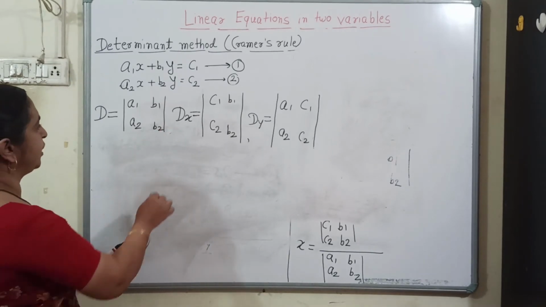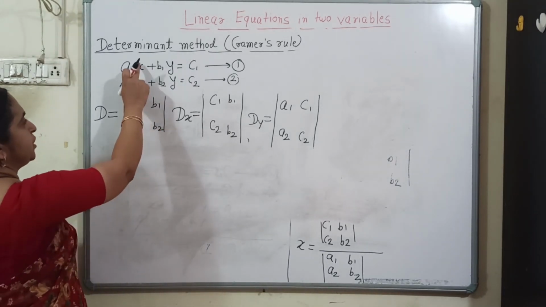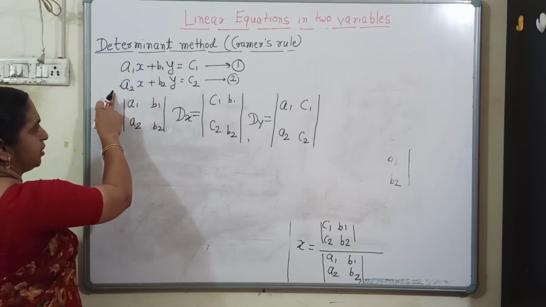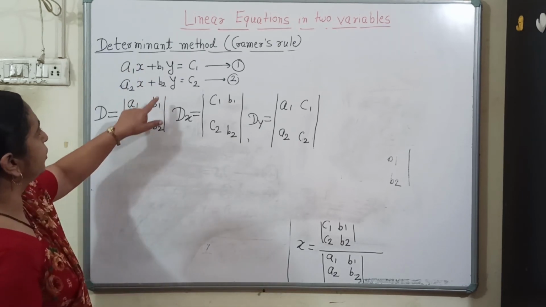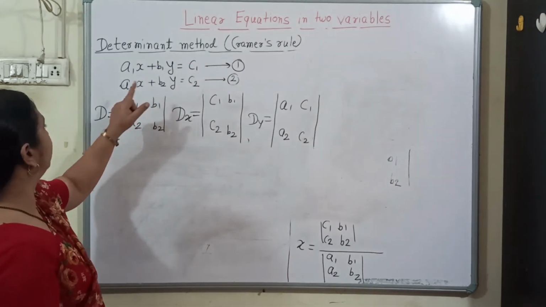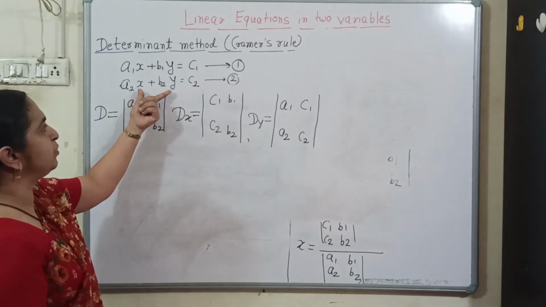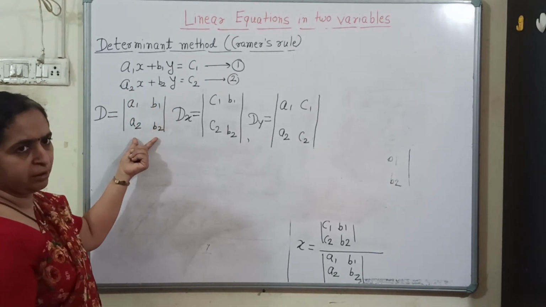We can observe that here a1 a2 are the coefficients of x in these equations. b1 and b2 they are coefficients of y in the given equations. Means while writing D you have to write the coefficients of x and y as they are.